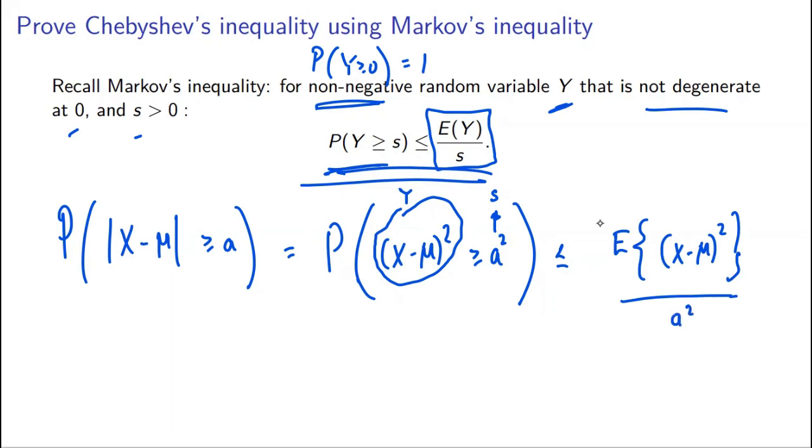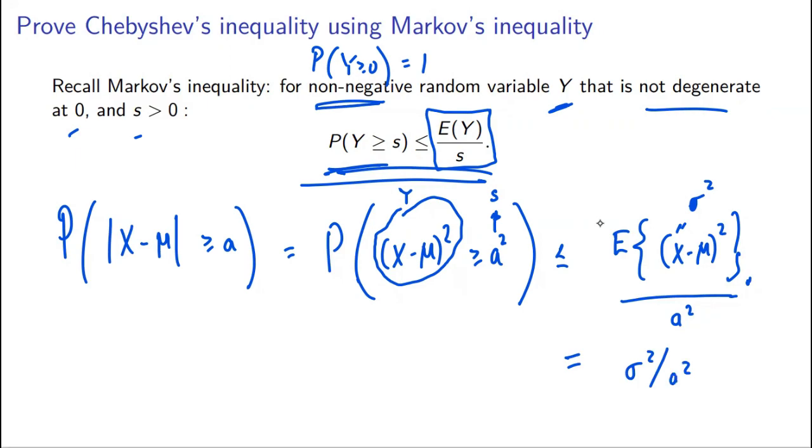If you look at the numerator here, you have squared deviations from the mean. Deviations from the mean squared, and then you take the expected value. And that is precisely the definition of variance. So the numerator is sigma squared. All right, so what I have here is this expression is equal to sigma squared divided by a squared.